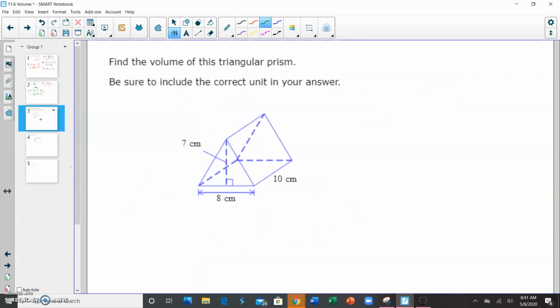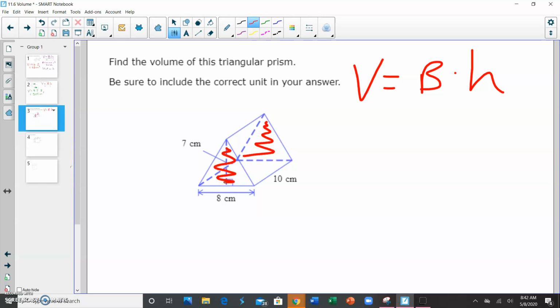Okay, now for this one, it has to have a matching top and bottom. If you look at this, the base is not 8 times 10. When you do the area of the base times the height, it has to have a matching top and bottom. So in this case, the back of the triangle and the front of the triangle are your bases. Those are your bases, and they match.